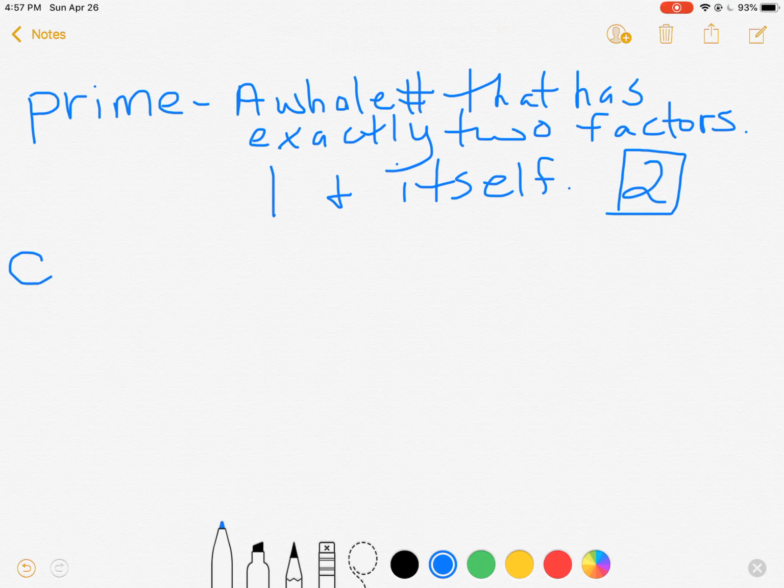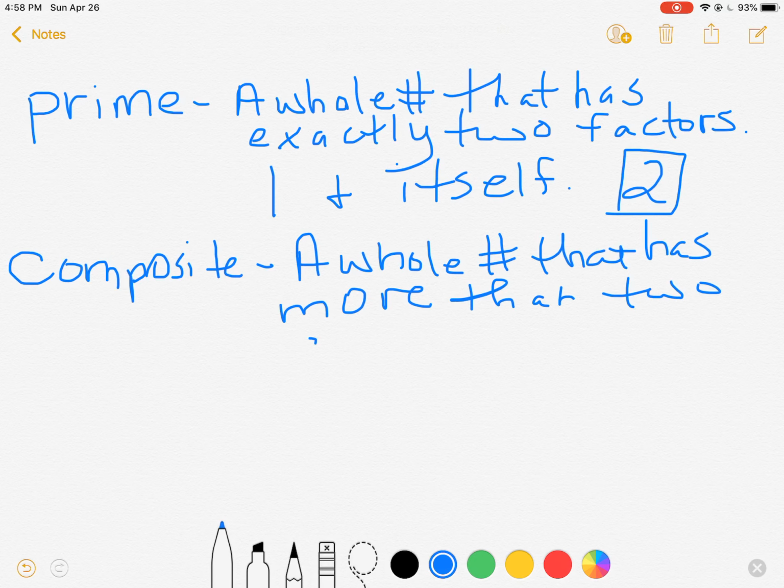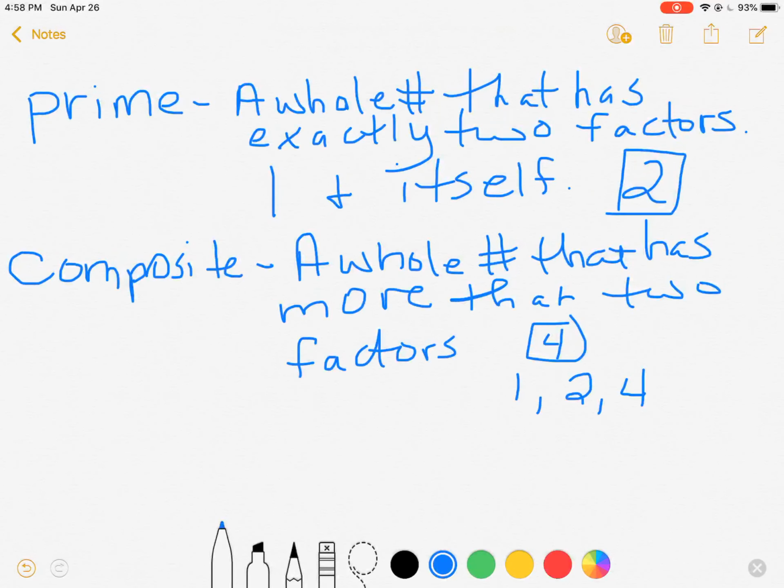Then if a number is not a prime number, it is a composite number. And a composite number is a whole number that has more than 2 factors. That would be like 4. Because what goes into 4? 1 does, 2 does, and 4 does. More than 2 factors. Okay, our first example is going to be determining whether a number is prime or composite.